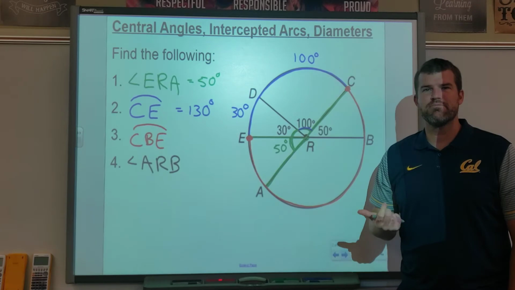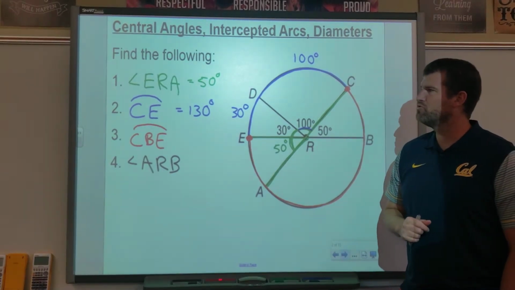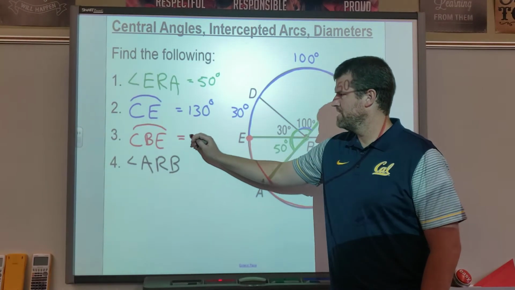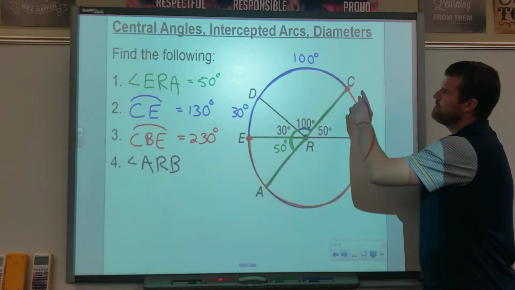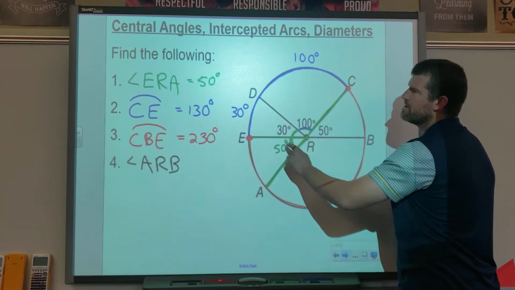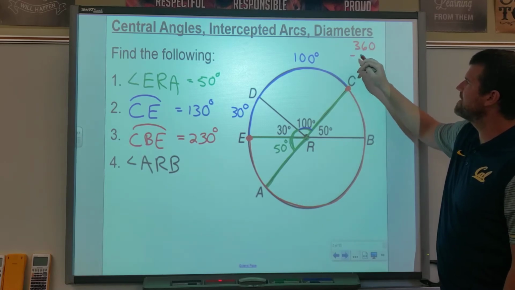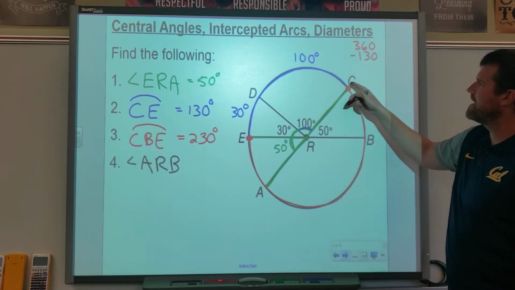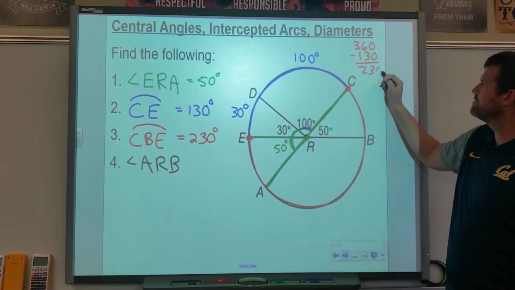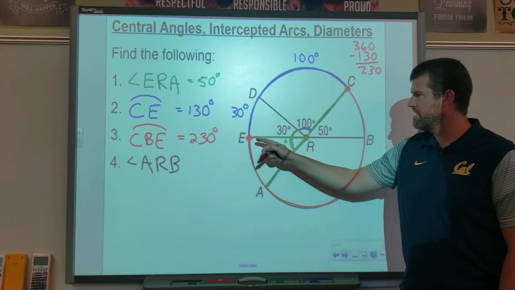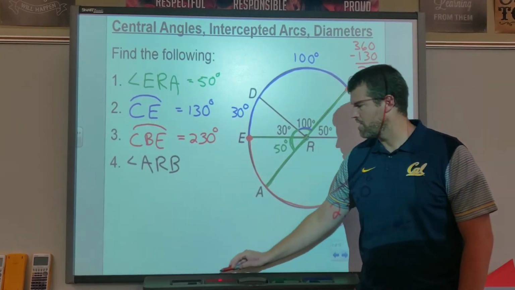So what does the measure of this major arc have to be? Absolutely, it has to be 230 degrees. And a quick way to do that is if we already know the minor arc is 130, we can take the full 360 degrees in a circle and subtract what we already had in the minor arc. And that'll give us what is left over, which would be 230 degrees for that whole major arc.